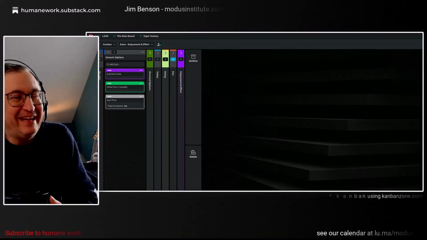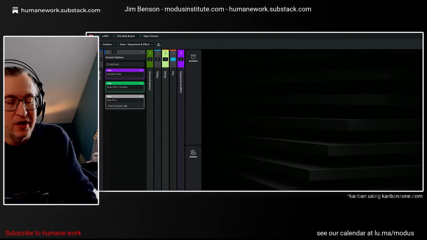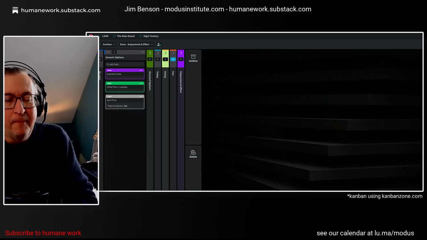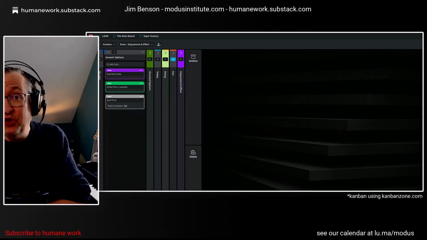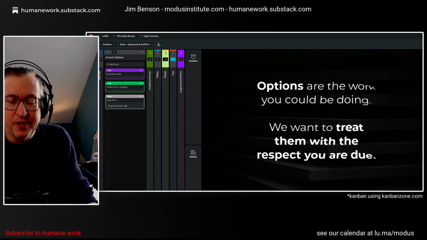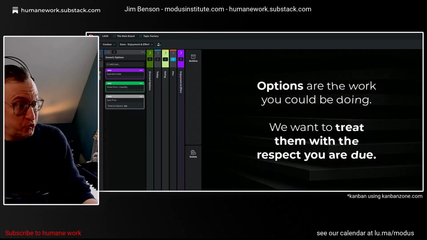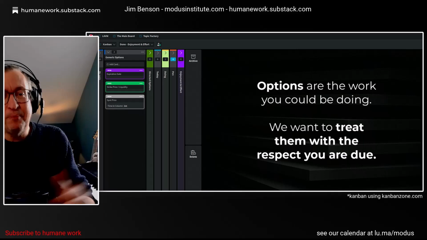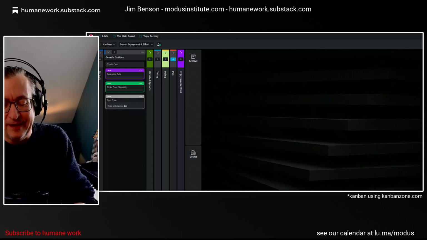When we set up any Kanban, the first columns that show up there are the options columns. There might be one, there might be several, but that's where we're viewing the work that we haven't started yet, the things that we could do. And we use the word options because we want people to remember that you have the option to do this or to do something else. Part of you being a professional is understanding what is the right work to do at the right time.